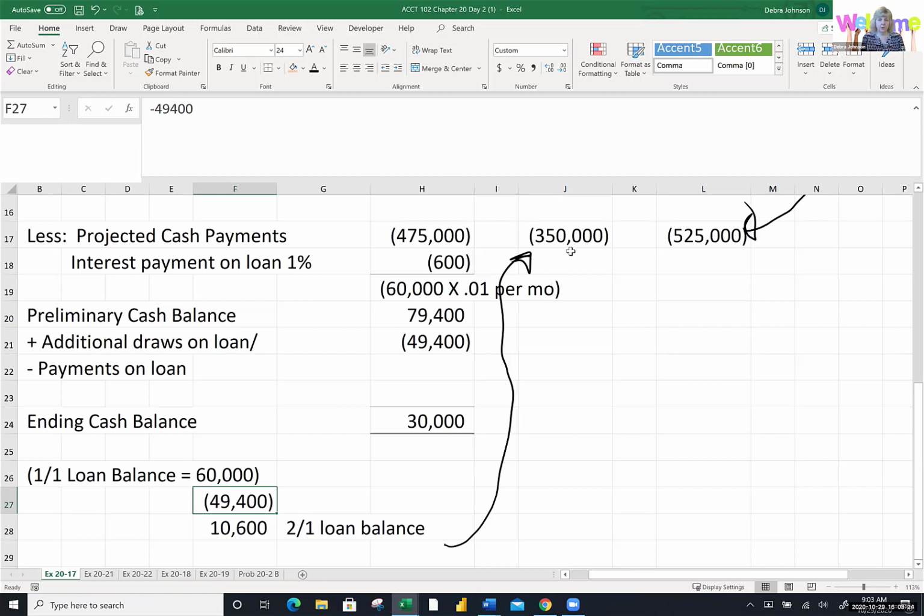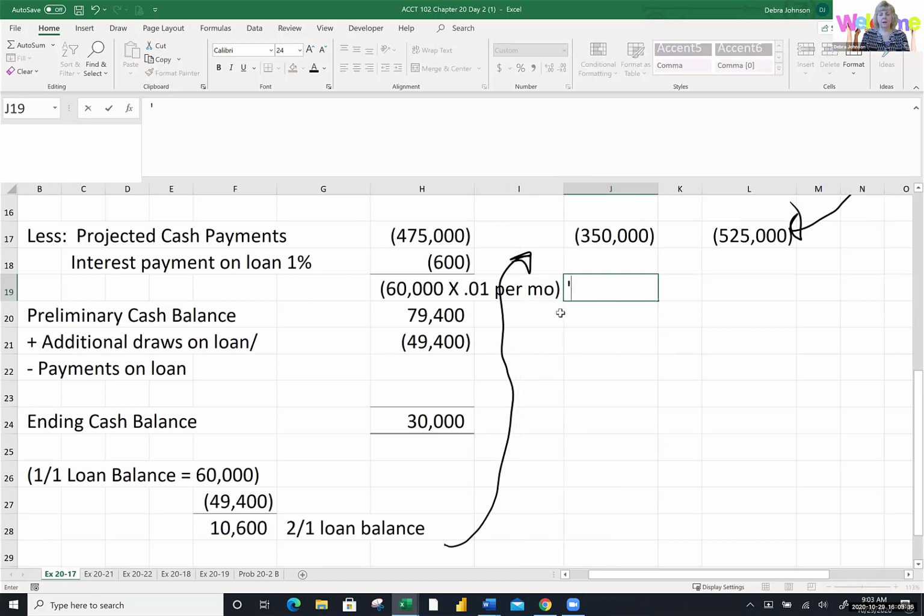So I'm going to go up here and I'm going to put that new interest amount in. I might as well fill it in while I'm talking about the interest. So now my loan balance is 10,600 times 1%. And so I can go ahead and put that loan payment in there. And then it's just going to be a matter of me running the numbers. I have all the numbers I need now. I'm going to run the numbers on this.